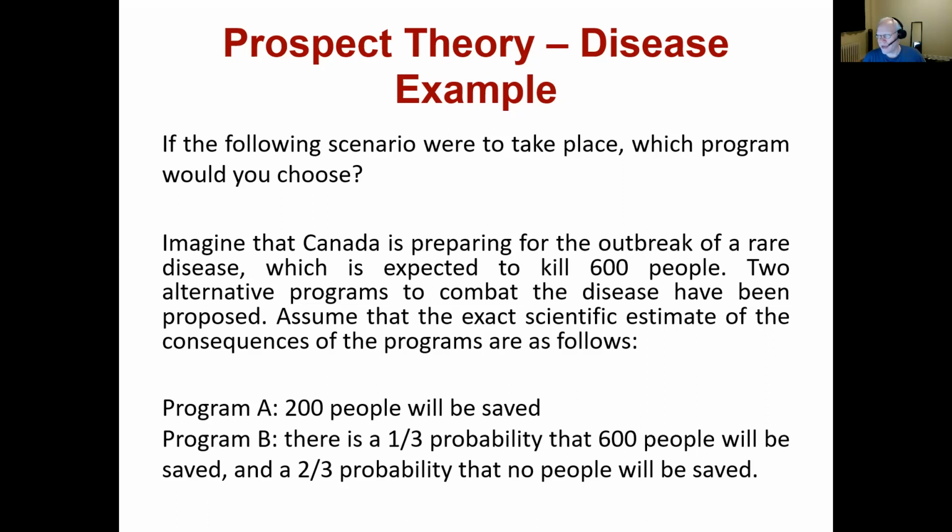So again, program A, program B are identical. The only difference being in terms of one being a sure thing and one being a gamble. So again, here, the difference comes down to your risk tolerance. Do you prefer the sure thing? Do you prefer the gamble?